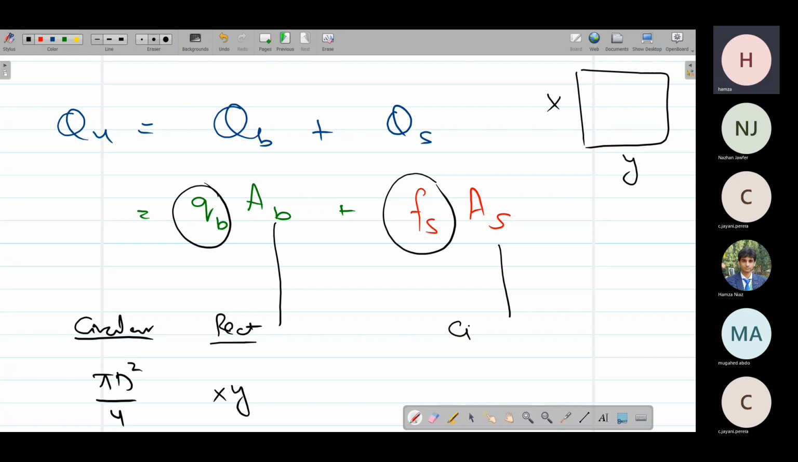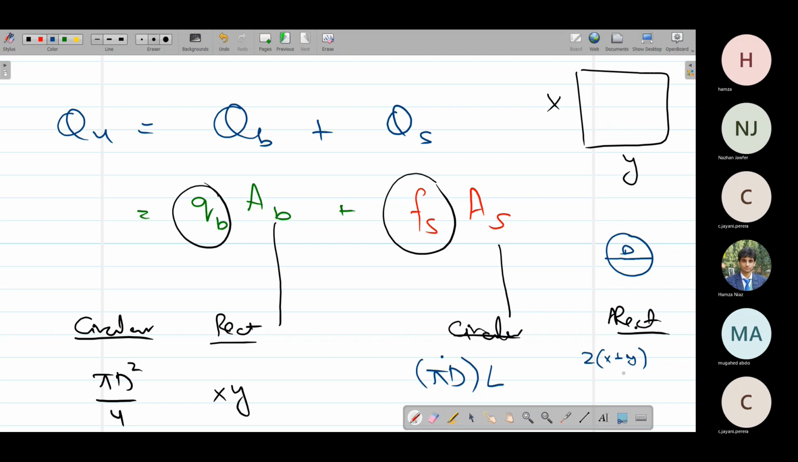And for the shaft resistance, if the pile is circular, the shaft resistance is the perimeter of the pile times its length. For a circular cross section, the perimeter is always pi into d. This would be the shaft surface area. Similarly, for the rectangular case, the perimeter would be 2 times (x plus y) times L, or 2x plus 2y into L.